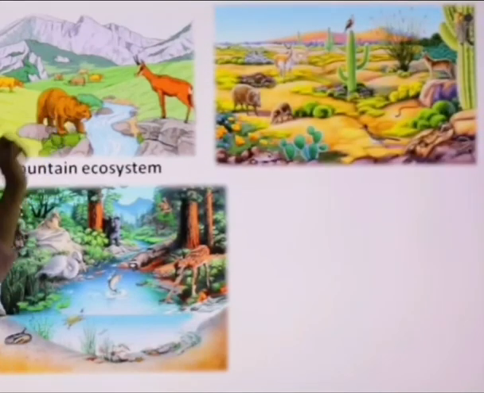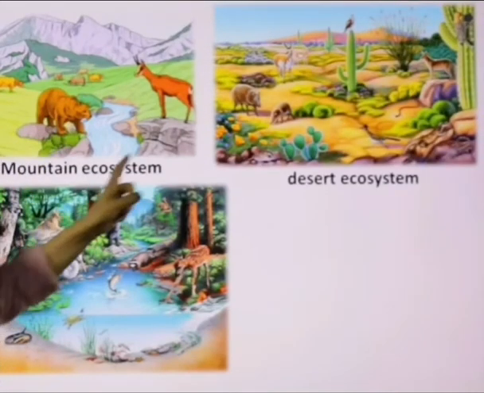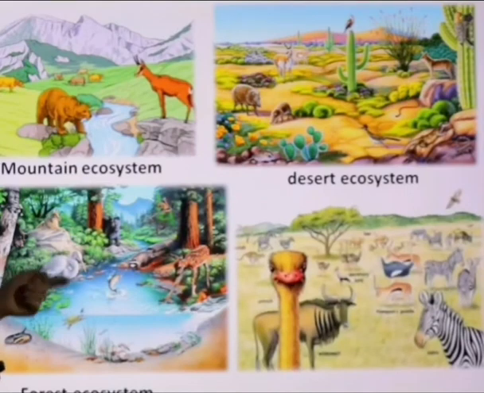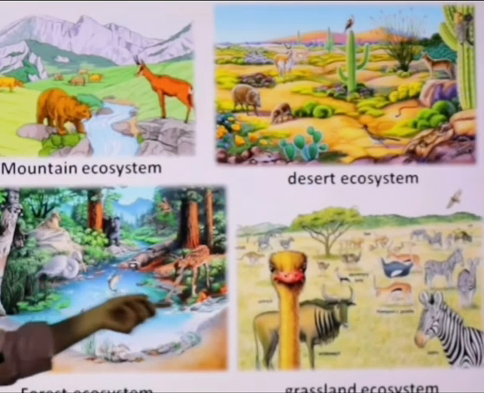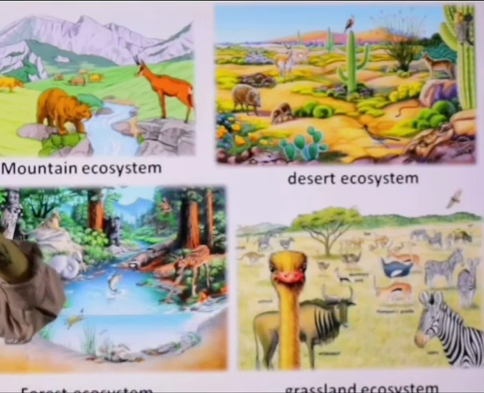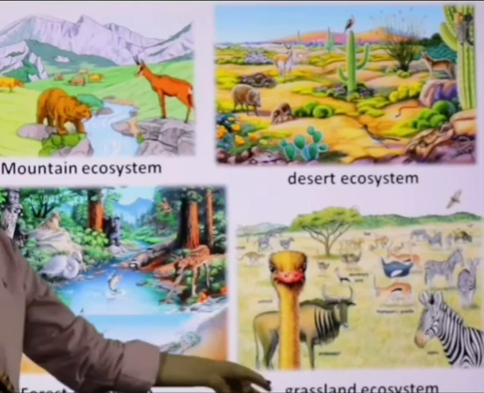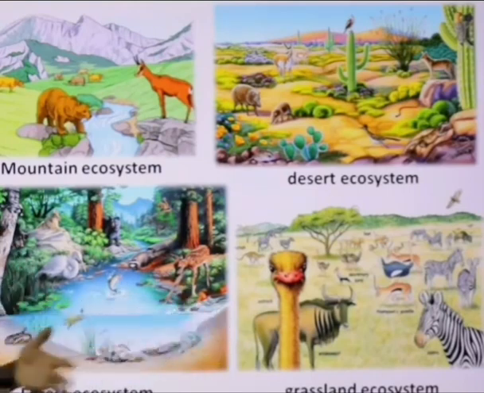So this is an example of a mountain ecosystem. This is an example of a desert ecosystem. This is an example of a forest ecosystem. And we also have another land ecosystem we didn't talk about, which is the grassland ecosystem. It's mainly flat, and the main feature of it is that it has grass. That's why it's called the grassland ecosystem.